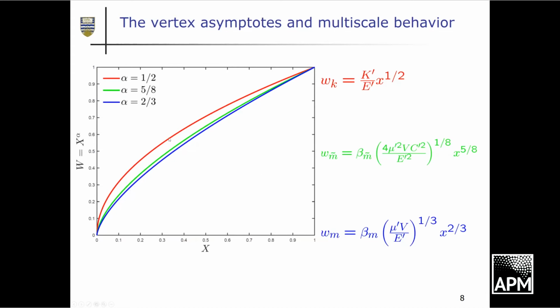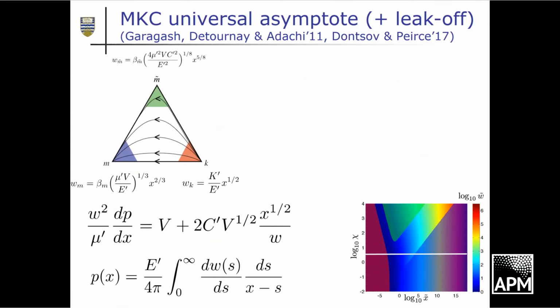Ultimately, these things can exchange order. You can have different combinations of them. Everything is possible. Ultimately, the pressure is singular in these with these sort of powers. So it's possible to do an analysis by solving these reduced equations that we got from the asymptotics. This was done by Dmitry Garagash, Emmanuel Detournay, and Adachi in 2011, and then Yegor Dontsov and myself. We found a simpler way to do it.